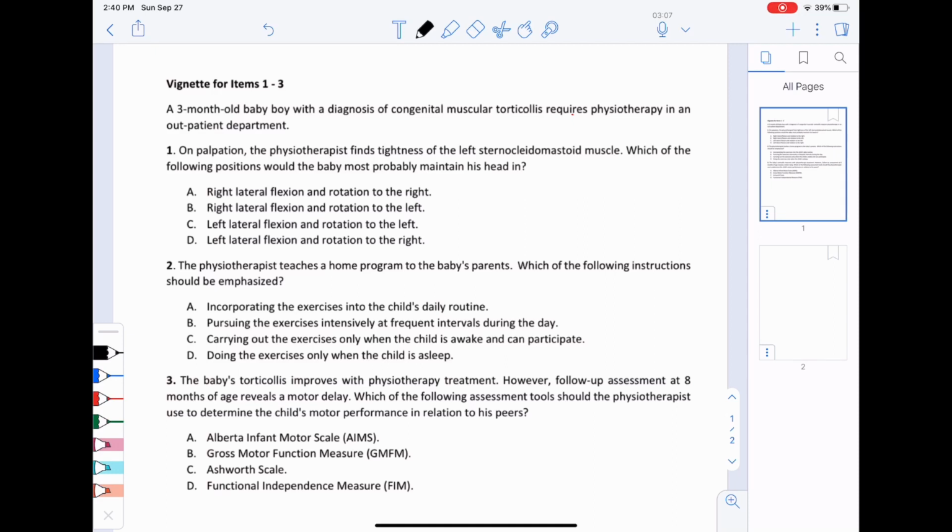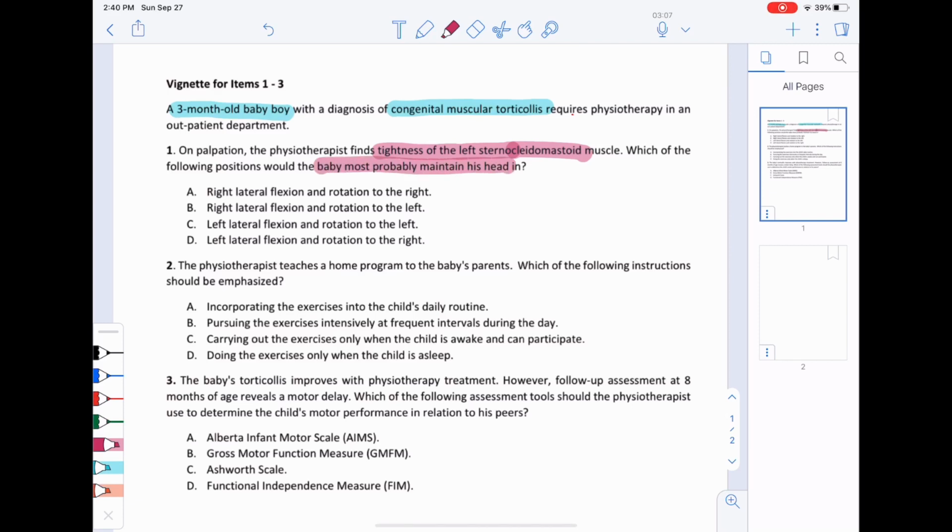Here the question is about a 3-month-old baby boy with a diagnosis of congenital muscular torticollis requiring physical therapy in an outpatient department. So on palpation, the physical therapist finds tightness of the left sternocleidomastoid. That's what you're finding tightness in. Which position would the baby most probably maintain his head?